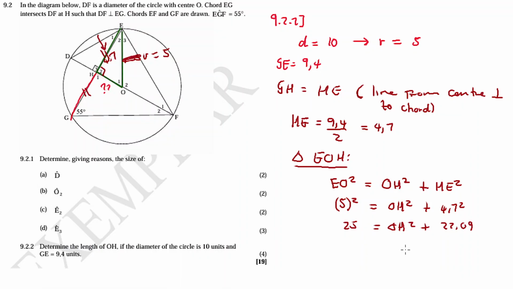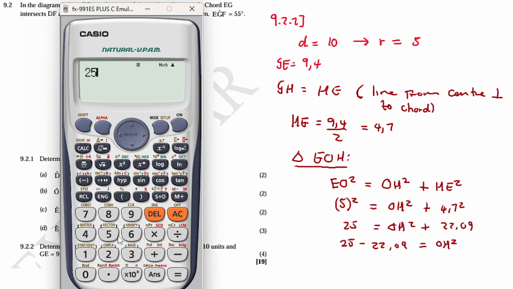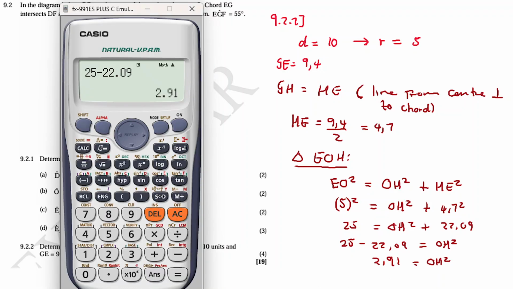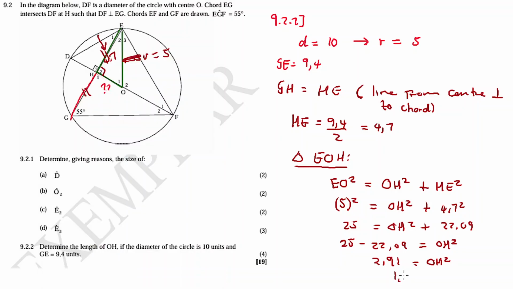4.7 squared is 22.09. And then we transpose: 25 minus 22.09 equals OH squared. 25 minus 22.09 gives 2.91, equal to OH squared. Then we take the square root of 2.91 and we get 1.71 units. That is OH.